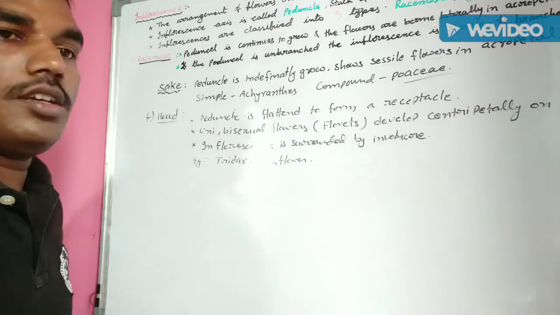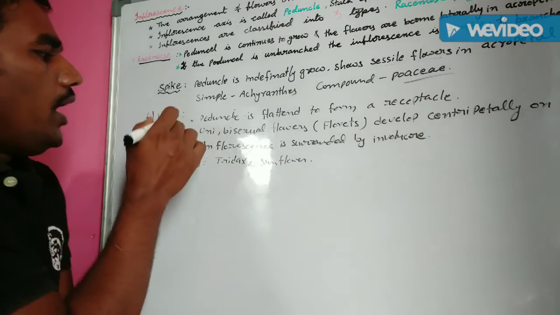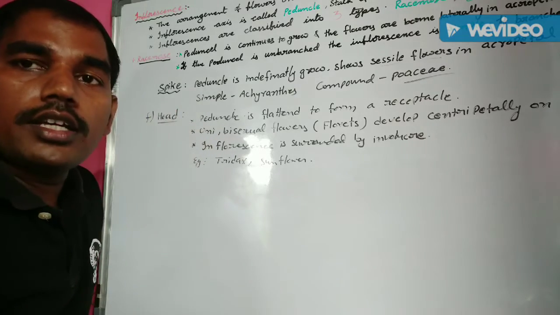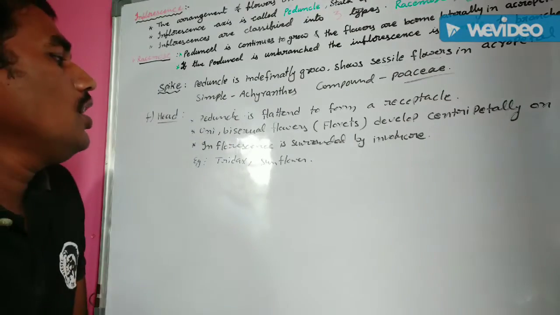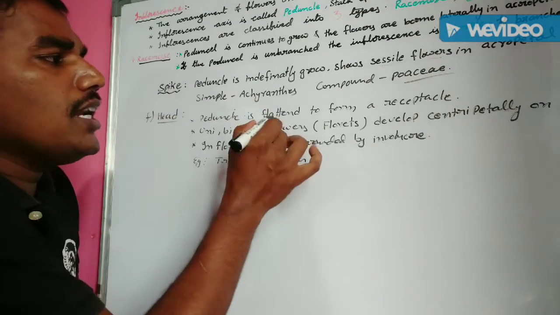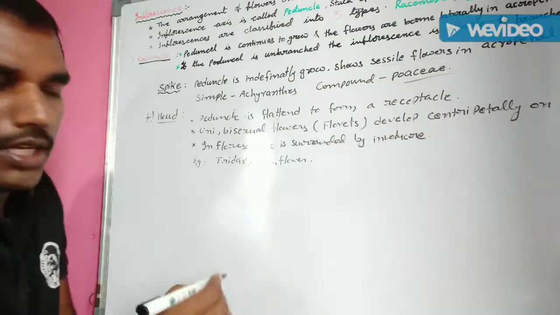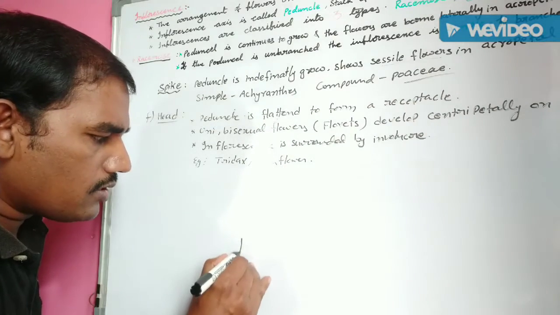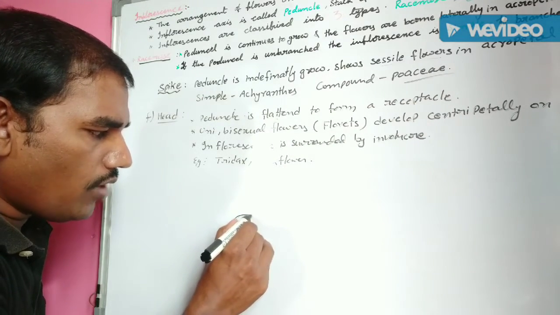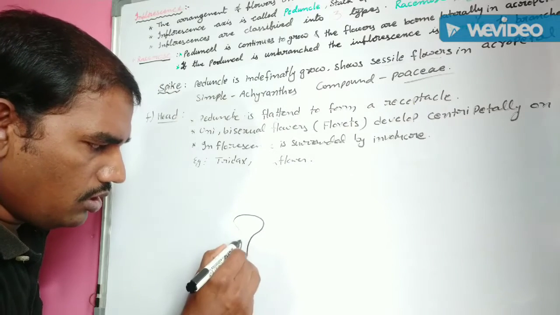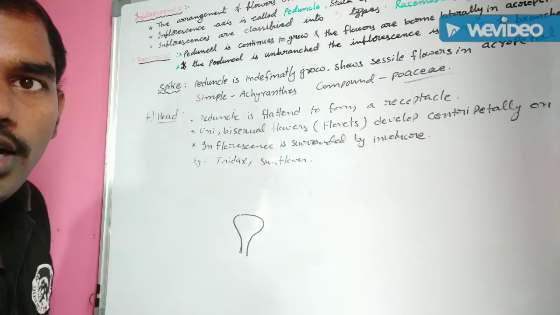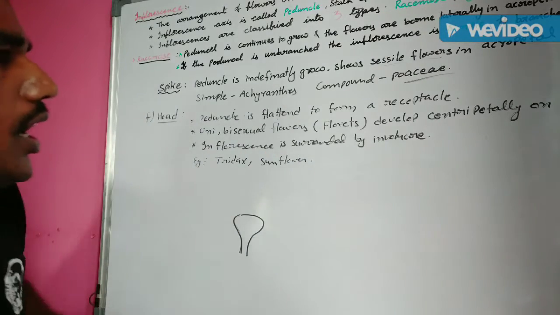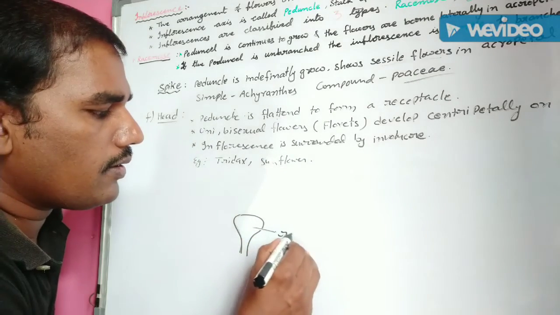Racemose inflorescence, that one is head inflorescence. It is also called capitulum. Capitulum or head inflorescence. In this head inflorescence, the peduncle is flattened to form a receptacle. This means the peduncle forms a flattened, head-like structure. It is called a receptacle.